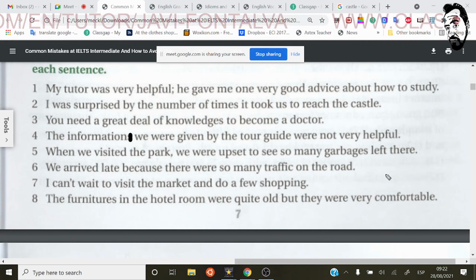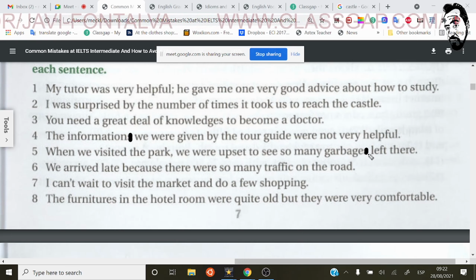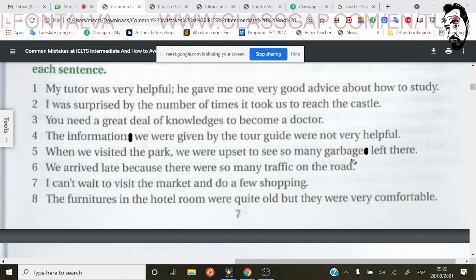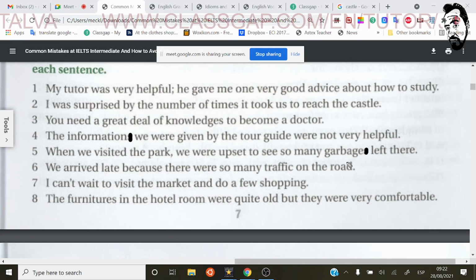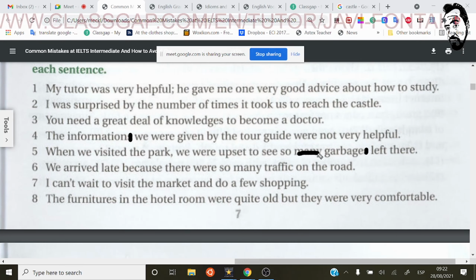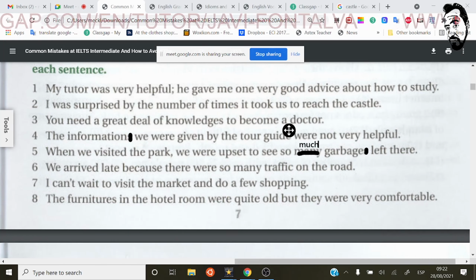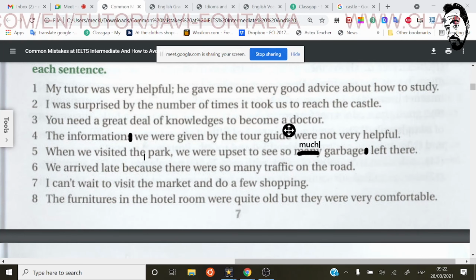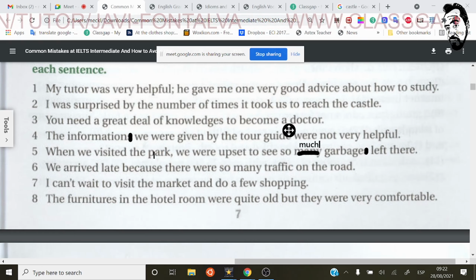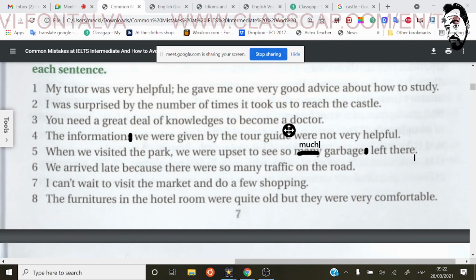garbages. So what's the problem? It's wrong. This is wrong? Yeah. Is that all? No, we saw much. Exactly. Much. Perfect. We saw much garbage. So when we visited the park, we were upset to see so much garbage left there.